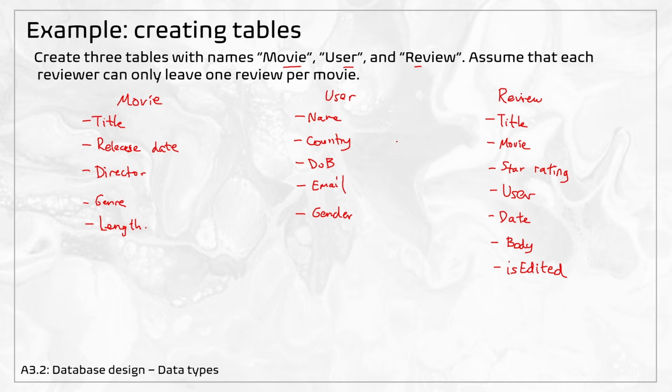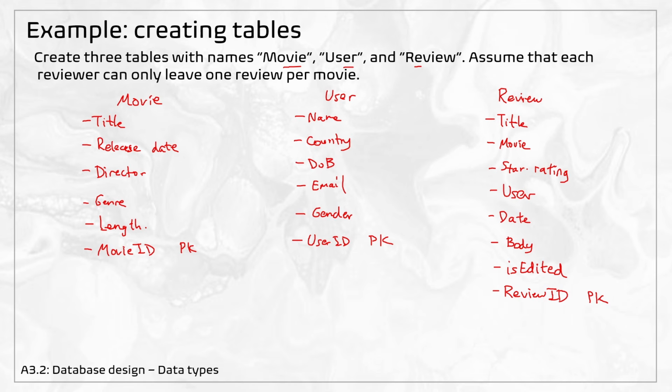Now let's think about the keys for each table. So for movie, I think it's best if we just add a movie ID, like this. And to show that it's a key, we can write PK over here, standing for primary key. For user, I think we can do something similar. We can just do user ID, and we can just write PK over here as well. For review, we could also do the same thing. So we could just do review ID, PK.